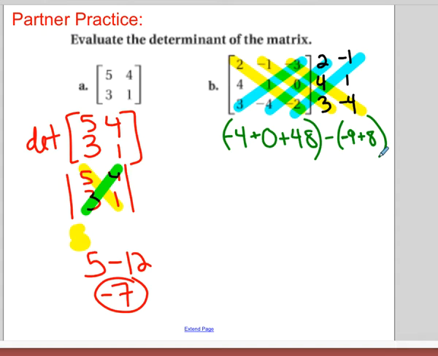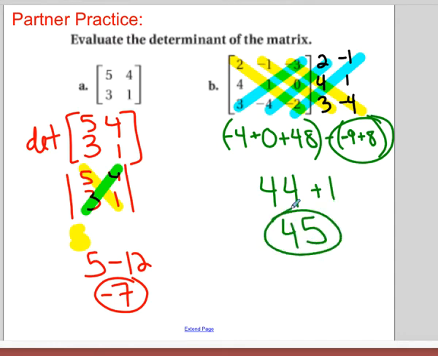All right, so here we go. I got negative 4 plus 48, which is going to give me 44, minus negative 1 is going to be what I get from here, so it's going to be plus 1, and I'm going to get 45. So that's the determinant of this matrix.